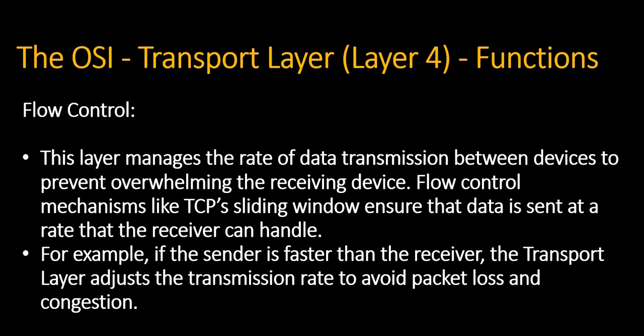I'm not a good tennis player, but just to give you an example. If the sender is faster than the receiver, the transport layer adjusts the transmission rate to avoid packet loss and congestion.